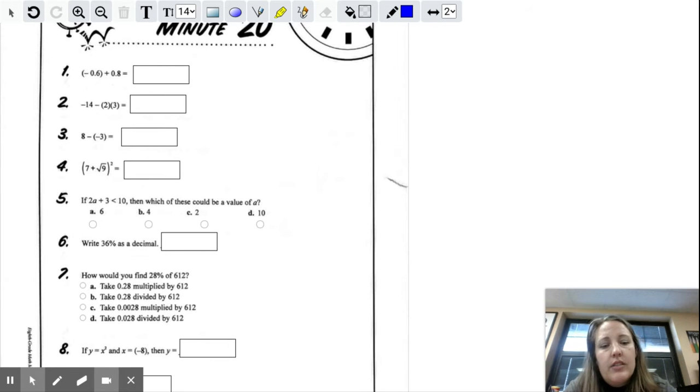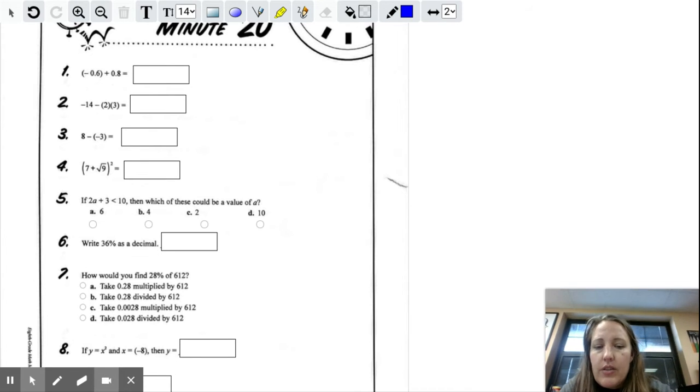Nada. So then I'm going to try 4. 2 times 4 is 8. 8 plus 3 is 11. Too big. So then I'm going to do 2 times 2 is 4, plus 3 is 7. Is 7 less than 10? Yeah. See the process there?